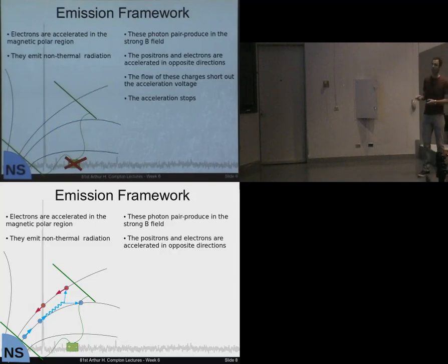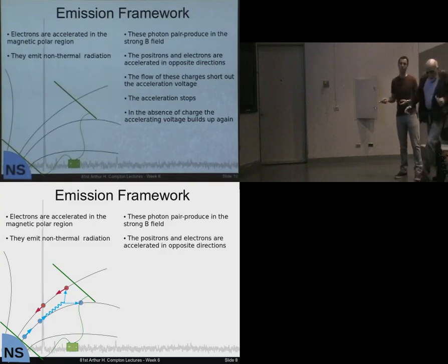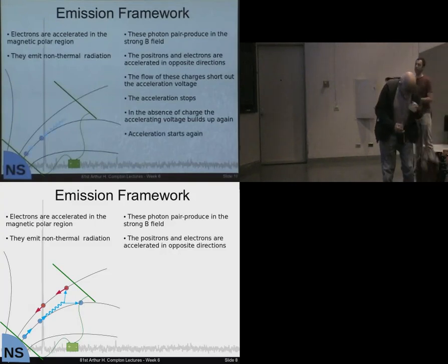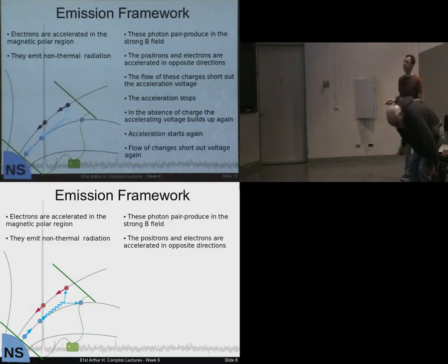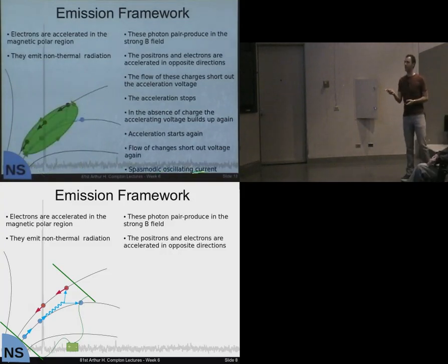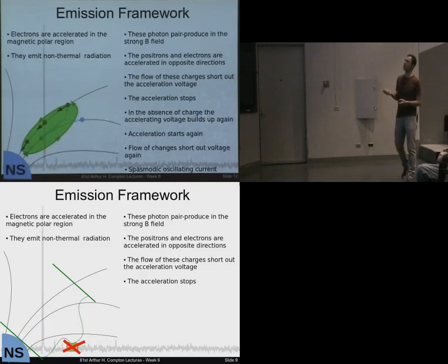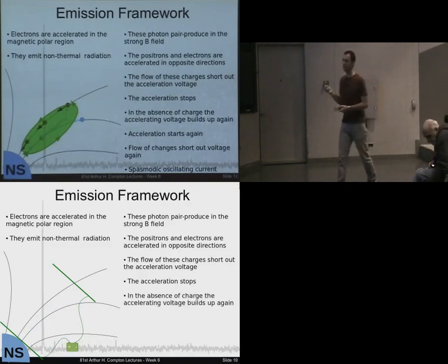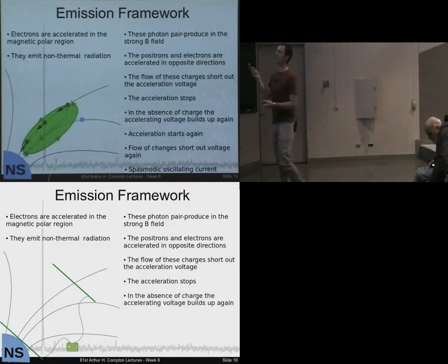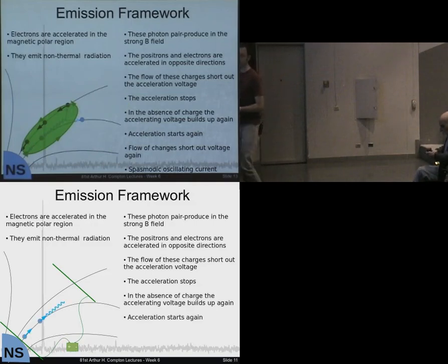But once it gets shorted out, the rotation builds it back up again, and the accelerating voltage starts off again, and the same situation happens over and over again. This leads to what I call a spasmodic oscillating current, which is like waves of current just zipping out.